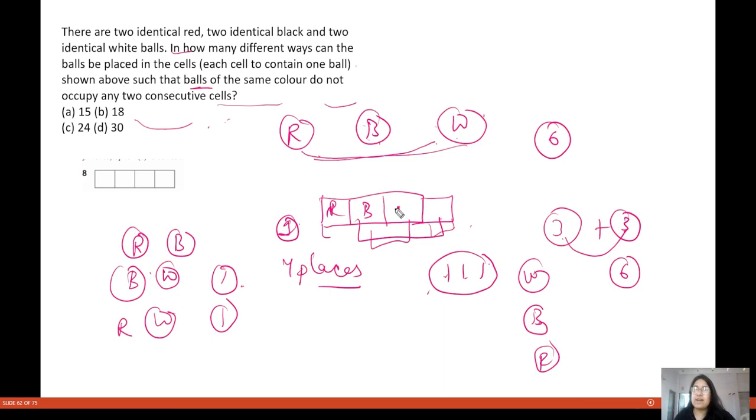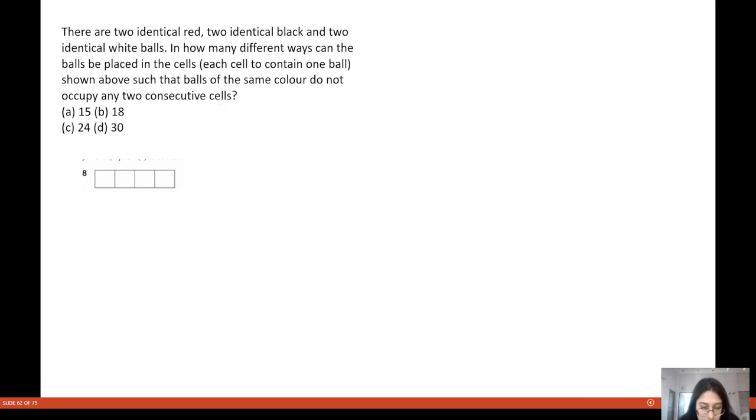If you are putting red, black, and white, then here either you will put red or you will put black, but you can't put white here. I hope you are getting what kind of arrangement we are making here.